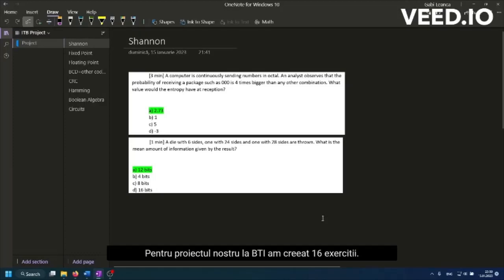Hello. For our ITB project, we have prepared 16 exercises. Here are the two exercises for Shannon.